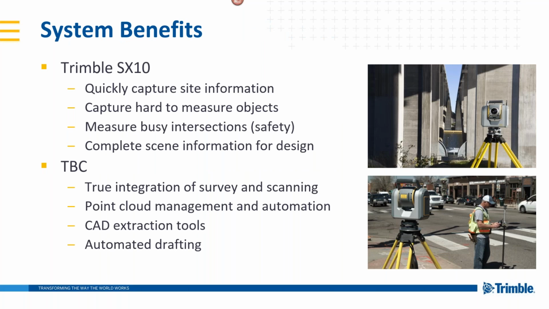Why use the SX10 for a survey or topographic map? It really allows you to capture site information quickly. It's excellent for capturing objects that are hard to measure, like in this example, where we have a lot of arches and bridge elements. It allows you to measure efficiently through busy intersections. Like in this example, we captured the entire area of both roads passing next to our site without stepping on the road once.